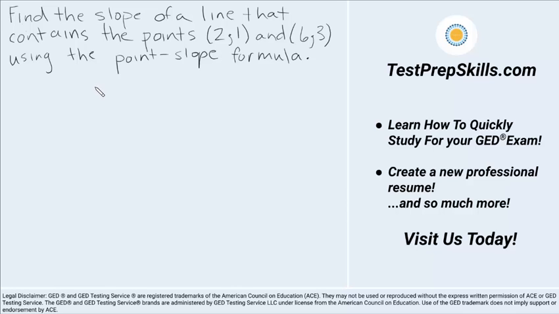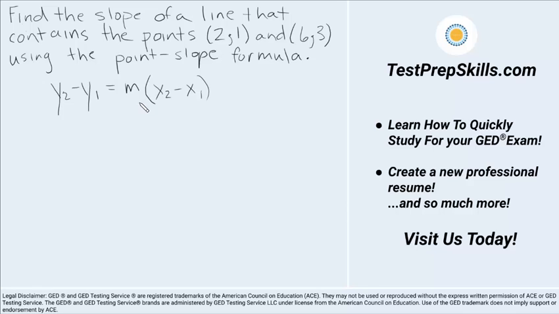In this video, we're going to be finding the slope of a line that contains these 2 points, and we're going to use the point slope formula. So we're going to start by just writing down what we mean by the point slope formula. In this case, it's going to be y2 minus y1, and that's going to equal m, which is our slope, times x2 minus x1.